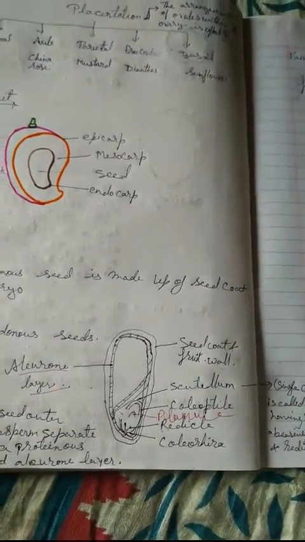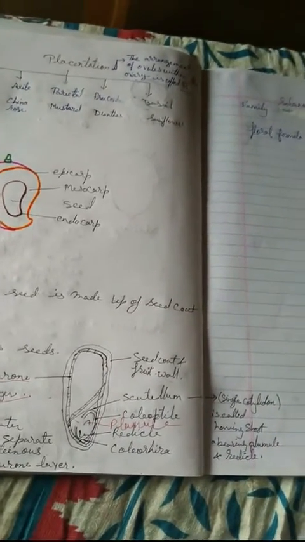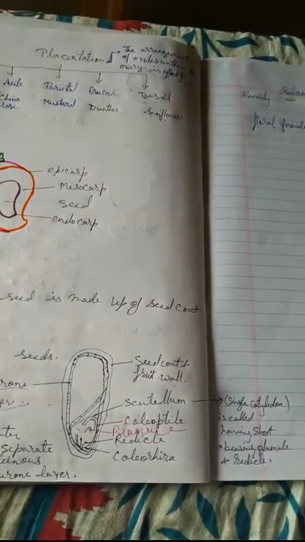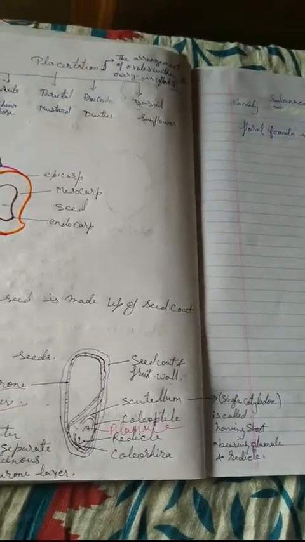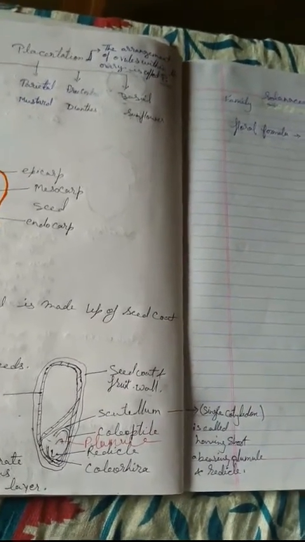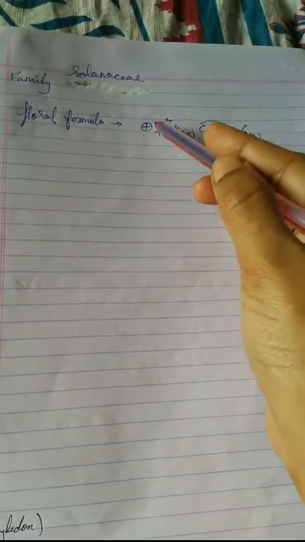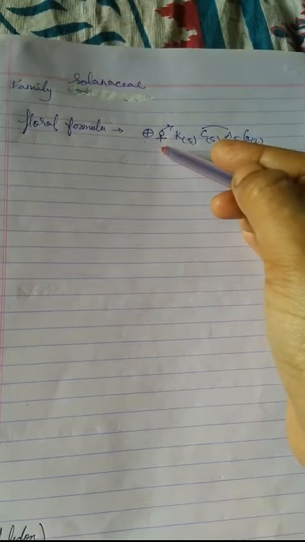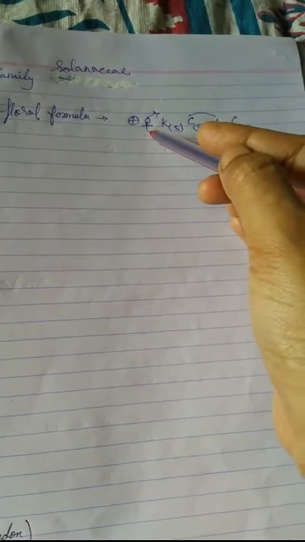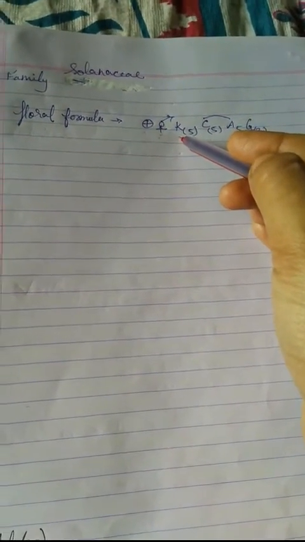The family Fabaceae and family Solanaceae you have studied. You do it yourself. Solanaceae. Floral formula: this is an actinomorphic flower, bisexual, calyx 5, corolla 5, androecium 5, gynoecium superior in bracket 2.